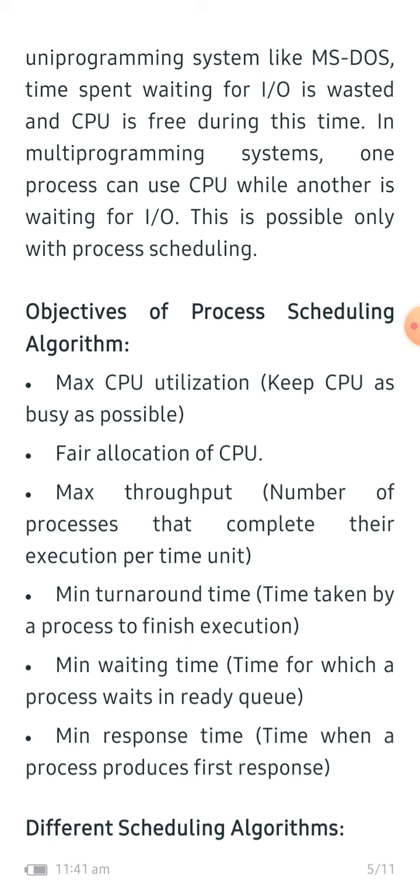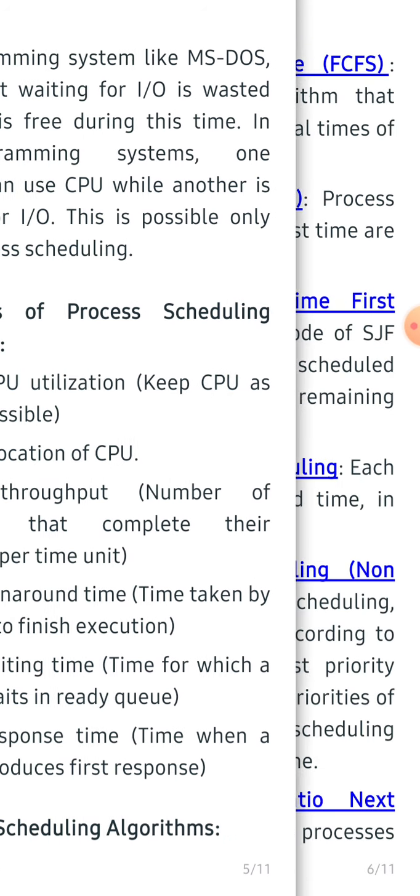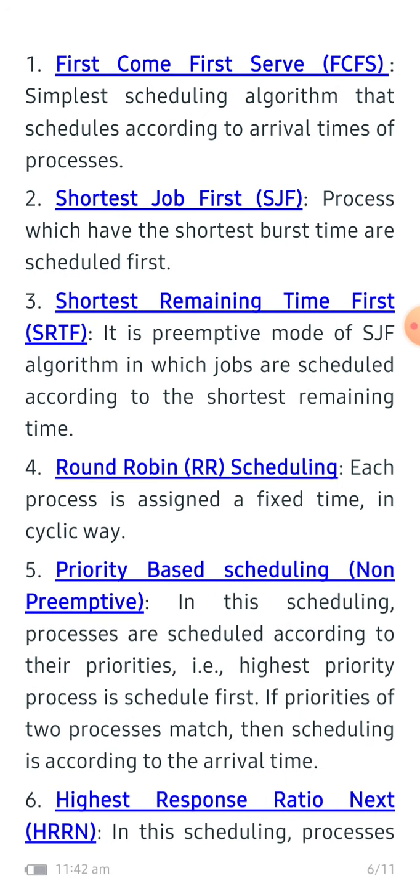That means the time for which a process waits in the ready queue. And next is mean response time, when a process produces its first response. Next are the different scheduling algorithms. There are multiple scheduling algorithms. First is first come first serve.